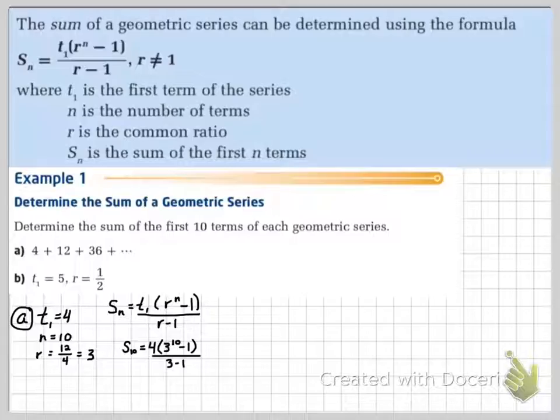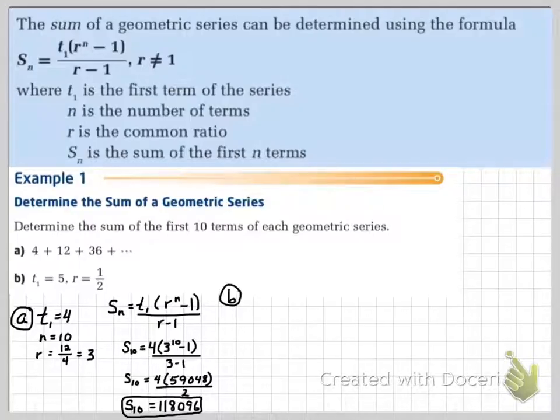Now the best way of doing this is to use your calculator. You're going to go 3 to the power of 10 minus 1, equals, get your answer, times that by 4, get your answer, and then divide that answer by 3 minus 1, which is 2. And what you should find is that your final answer is going to be 118096. Those are the steps.